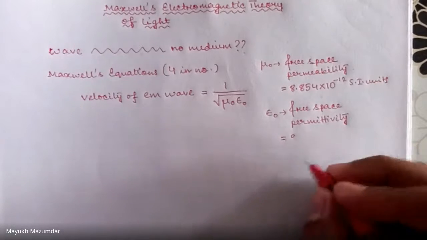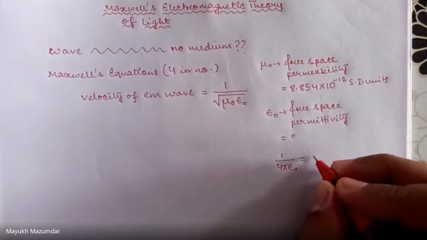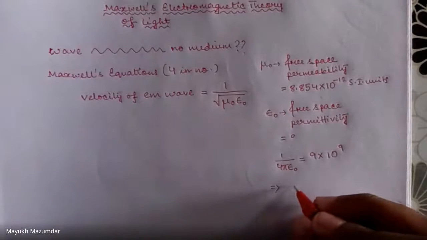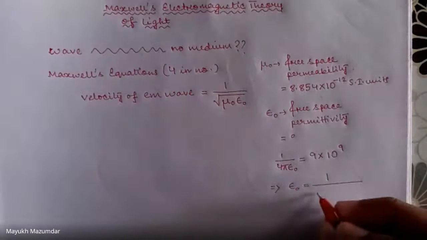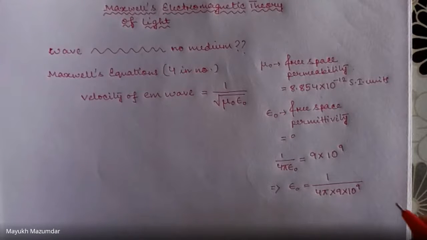How much would be its value? To remember that, you can remember that 1 by 4 pi epsilon 0 is 9 into 10 to the power 9. That is how it's easy to remember. So epsilon 0 is approximately 1 by 4 pi into 9 into 10 to the power 9. Fine. So what happens if you put these values here?